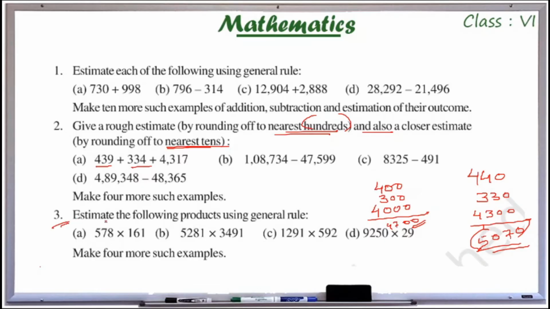And in the third question you have to estimate the product. You have to use the general rule, which is simple. Look for the number of digits. Here it is a 3-digit number, so I have to round it to 100. Here it is 4-digit, so I have to round it to 1000. Here it is 4-digit and 3-digit, so I have to round it to 100. You have to take the smaller number. Here it is 4-digit and 2-digit, so I have to round it to 10 because 2-digit is smaller.